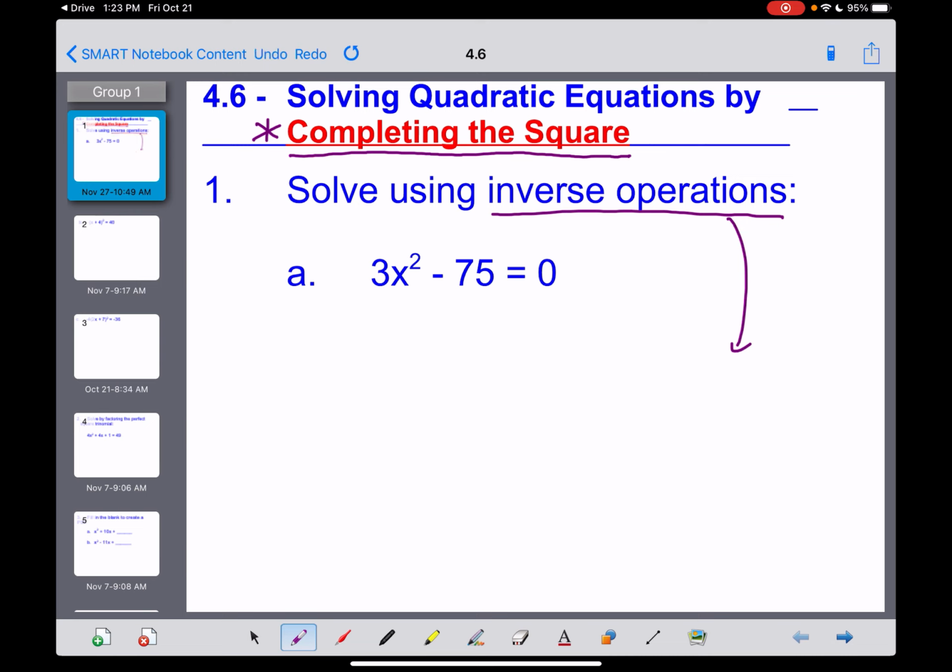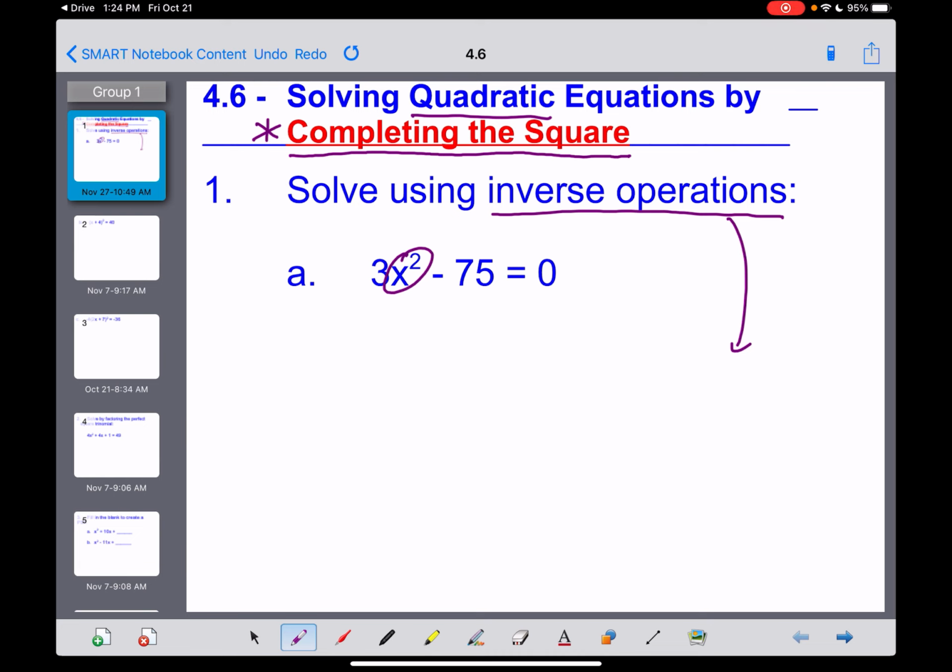Now, what we're dealing with in this first example here is a quadratic equation. 3x squared minus 75 equals 0 is quadratic because it contains an x squared. And that's the hallmark of any quadratic equation. If it doesn't have anything higher than 2 for the exponent, if that's as high as it gets, it's quadratic.